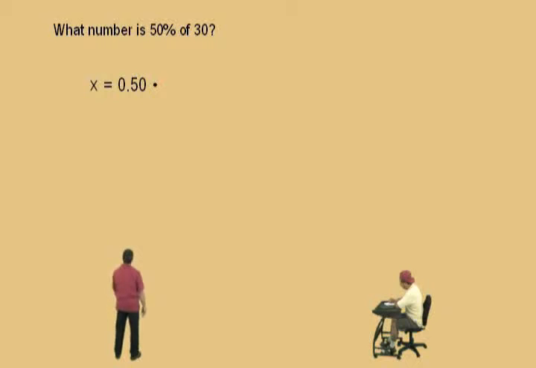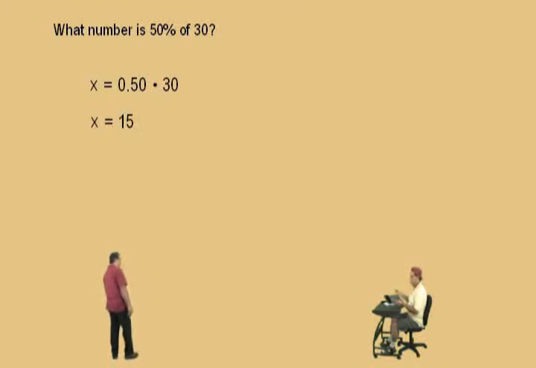Of means multiplication, right, Charlie? 30. Very nice there, Charlie. So there it is. What number is 50% of 30? There's your equation. Now, very easy. You got your calculator out, Charlie? Yeah. Okay. What's 0.50 times 30? 15. 15, that's right. So 15 is 50% of 30.